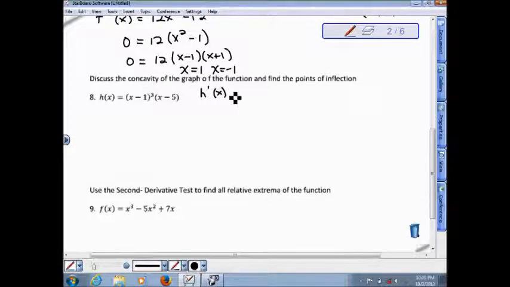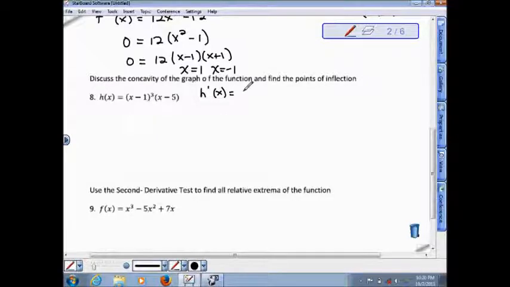So start with the first derivative, h prime of x. Now these two are forming a product. Remember the product property. If h of x is the product of two separate functions, f of x times g of x, the derivative is f prime of x times g of x plus f of x times g prime of x. That's the product property.